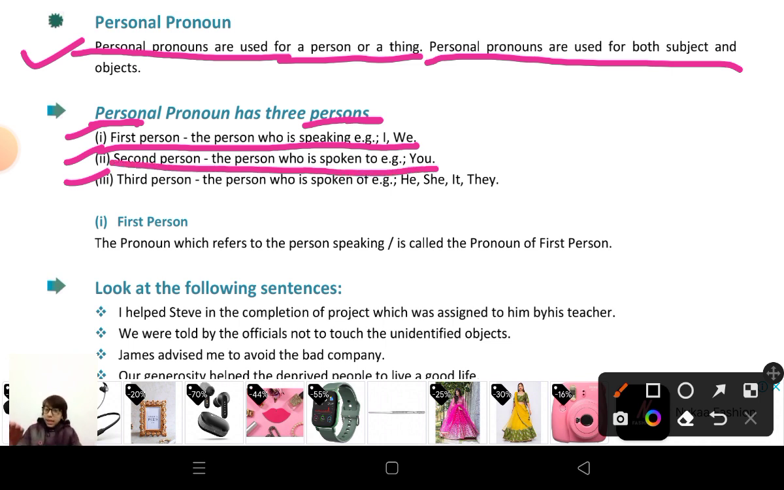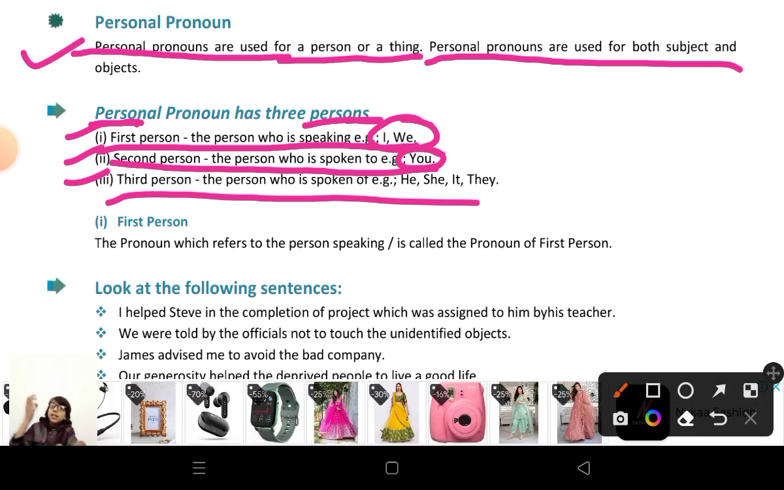You are listening, that means I am speaking to you. So you are the second person. The third person is the person who is spoken of, जिसके बारे में बोल रहे हैं. Okay. If the person is in first person, we use I or we. If the person is in second person, we use you. And if the person is in third person, we use he, she, it, or they.